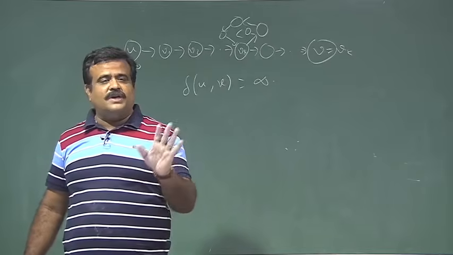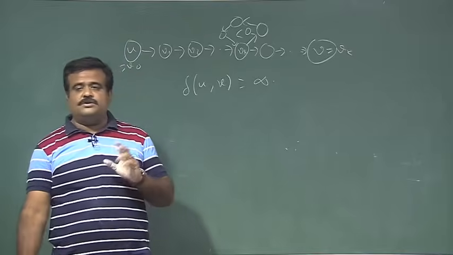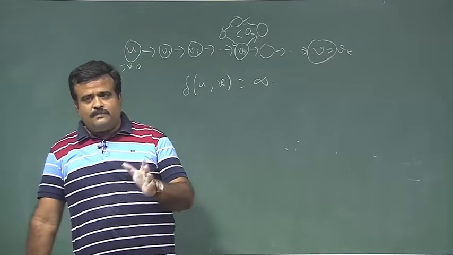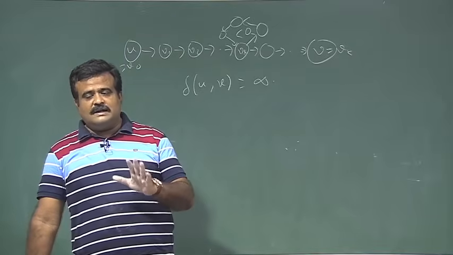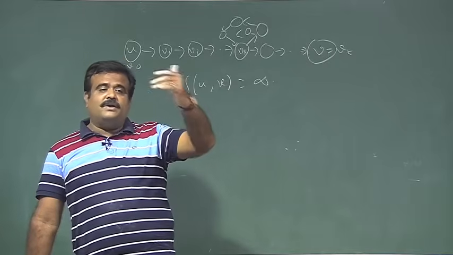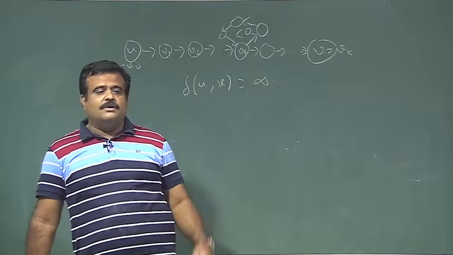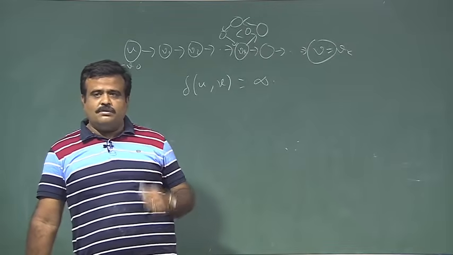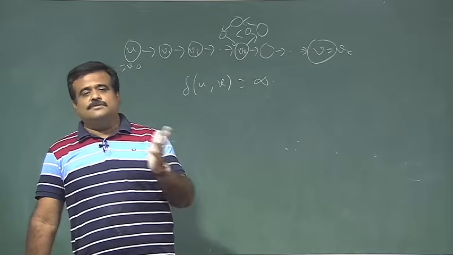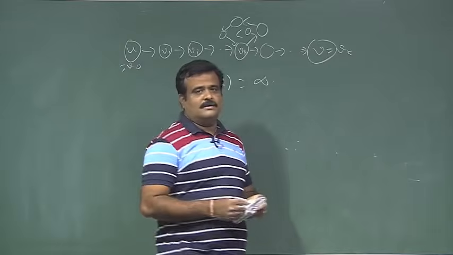That is why we take the assumption that the weights are positive, in order to avoid the negative cycle. But Bellman-Ford is a general algorithm, more general than Dijkstra. There we are allowing the negative weight edge, so there could be a negative cycle. Bellman-Ford should be able to tell us that there is no shortest path because of the negative cycle. Anyway, we will discuss the Bellman-Ford algorithm in the next class.